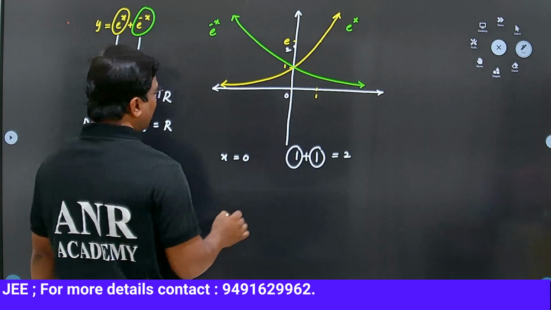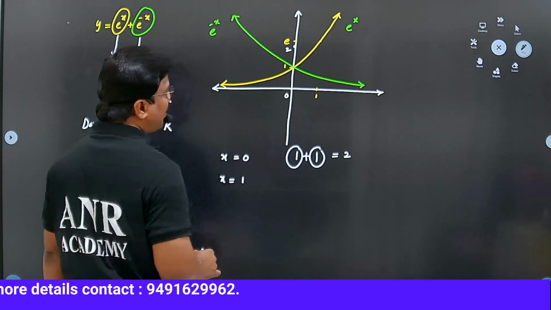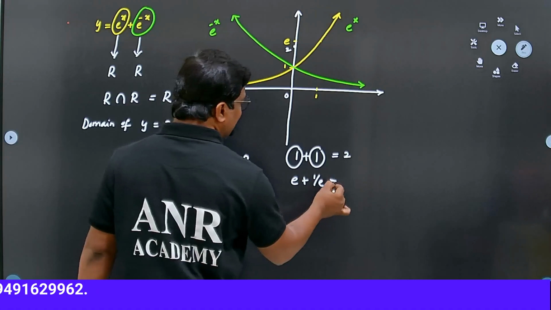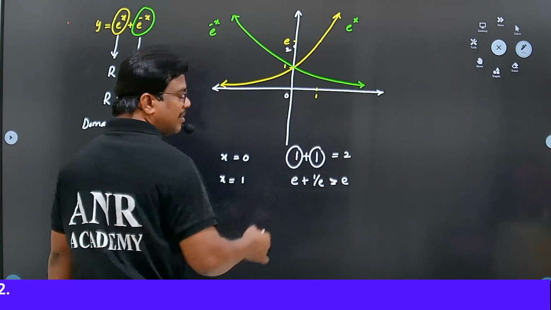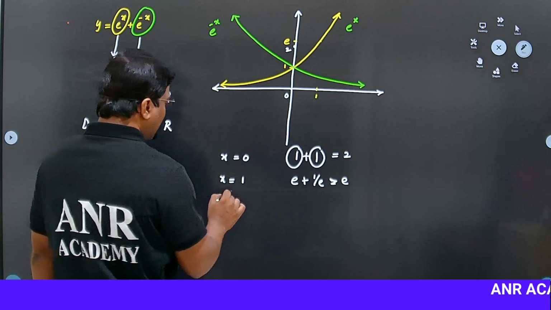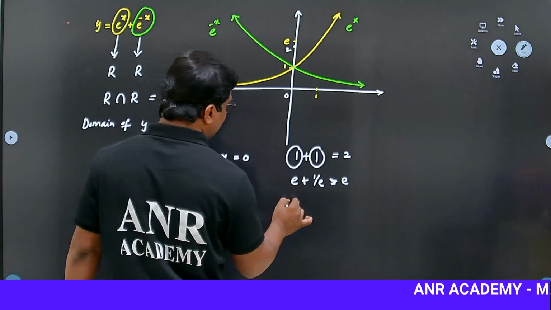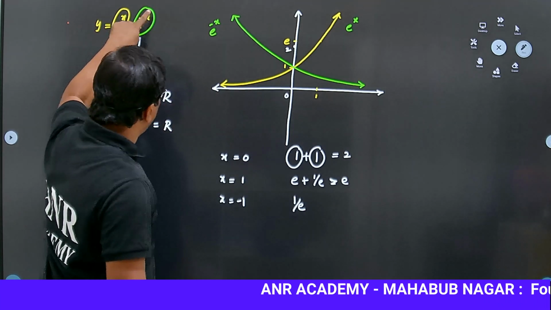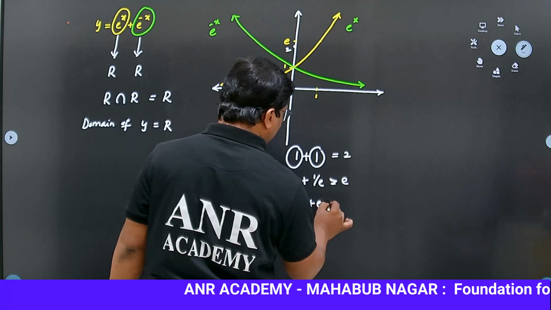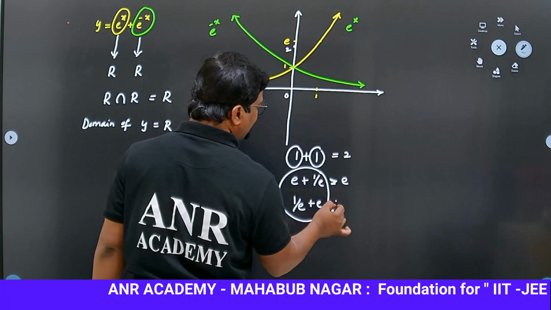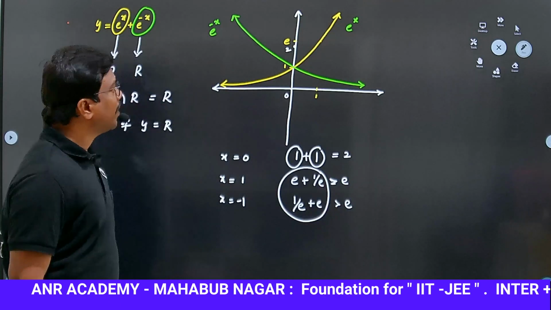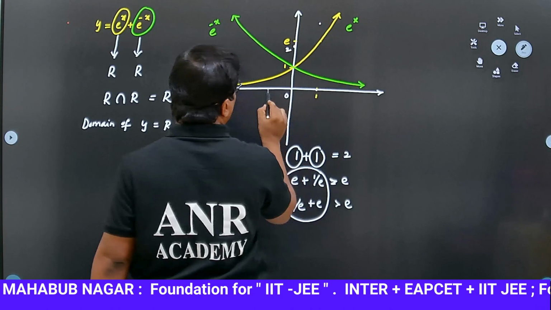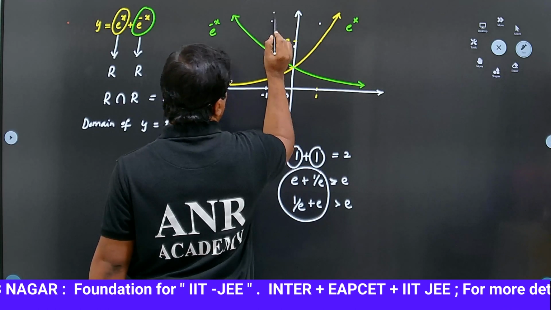Next, suppose x equal to 1, what happens? E power 1 plus 1 by e, so it is clearly more than e. Next, if you put x value minus 1, the first term becomes 1 by e, due to minus 1. Next, e power minus of minus 1 becomes e. So these two are the same and clearly more than e. Here at 1, it is more than e. At minus 1 also it is more than e. The same quantity you will get.